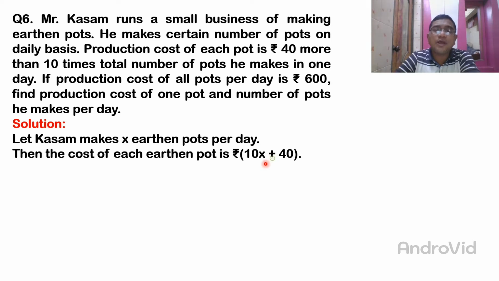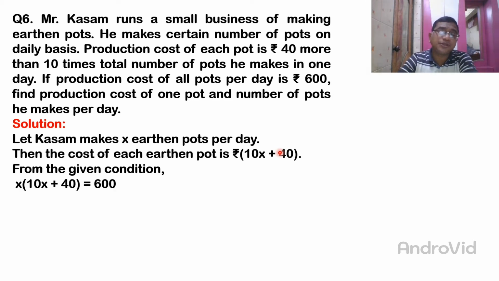Okay, because they said 10 times the earthen pots. So how many pots are you making? x. 10 times means 10 into x, and more than 40, so plus 40. Is that clear? From the given condition, Kasam makes x pots, so here I write x. Then the cost of an earthen pot is 10x plus 40. 10x plus 40 is equal to how many? 600.